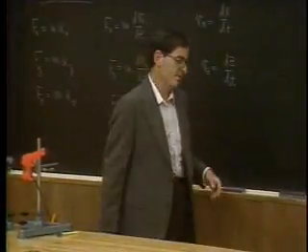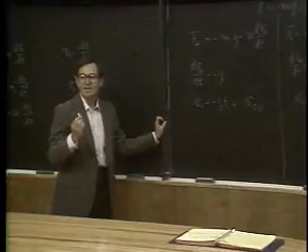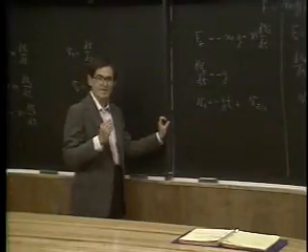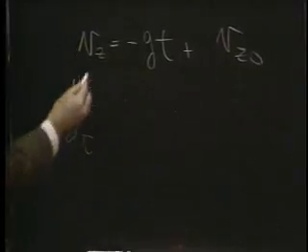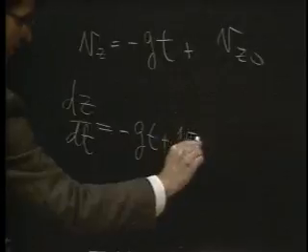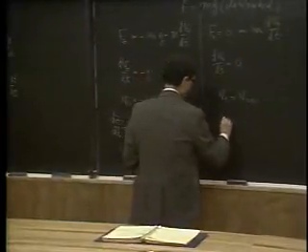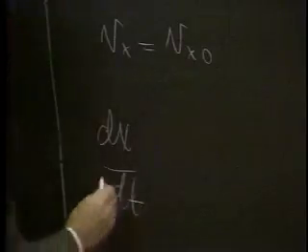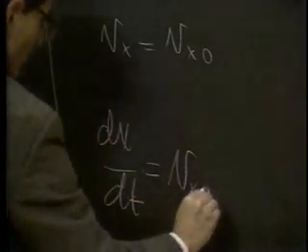I'm going to write the equations of the projectile. What we need to know is z and x. And what we know instead is dz/dt, because that's just vz, equal to minus gt plus vz naught, and dx/dt, because that's just vx, equal to vx naught.